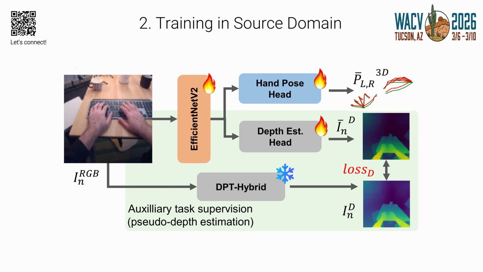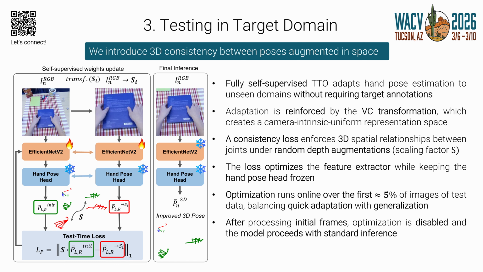Here you can see the full training setup, the hand pose head, the depth estimation head. Now here's the really exciting part. What happens at test time? When we arrive at a new domain, we don't just run inference. We first adapt the model using only unlabeled test data.